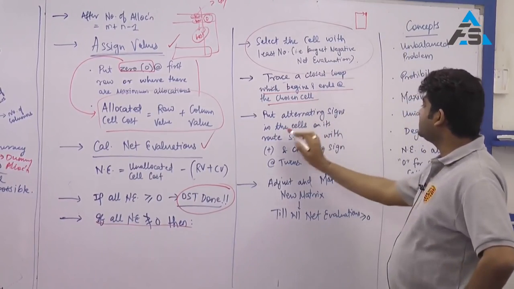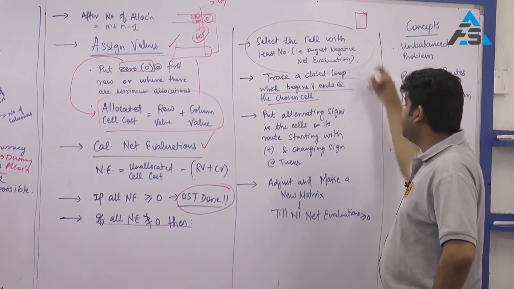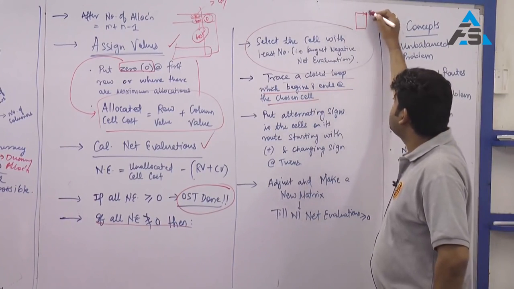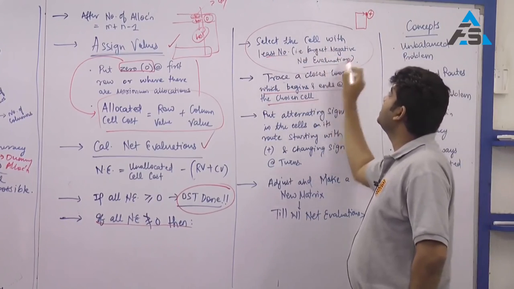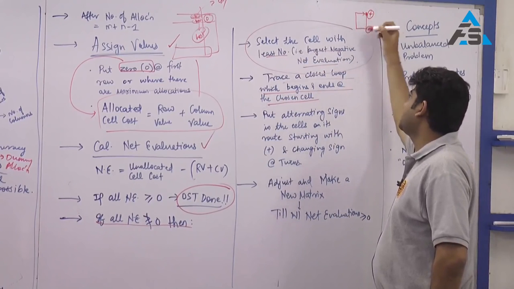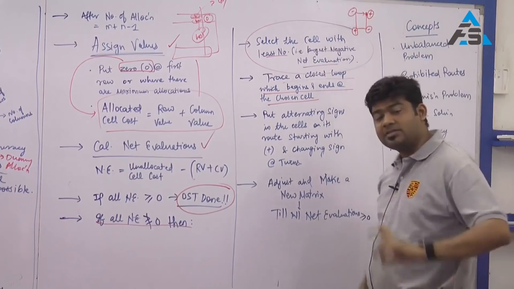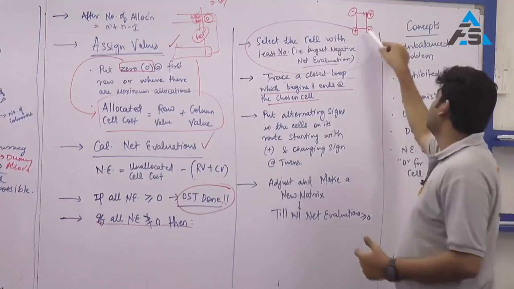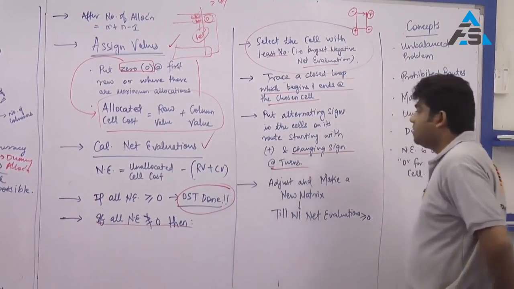Put alternating signs in the cells. So here alternating signs means the cell that you are starting with, which is the least number or largest negative net evaluation, will always have a plus. Then the next turn minus, next turn plus, next turn minus. These are called alternating signs. So we will draw a loop and there will be changing signs at the turns.